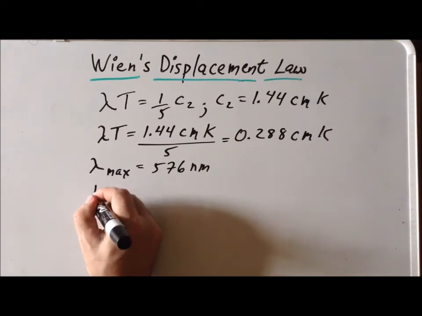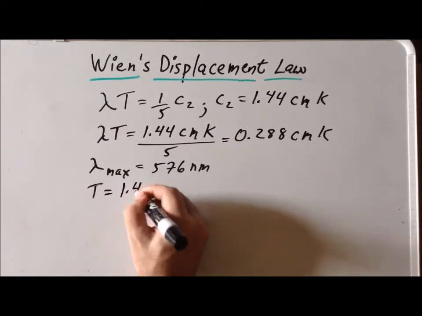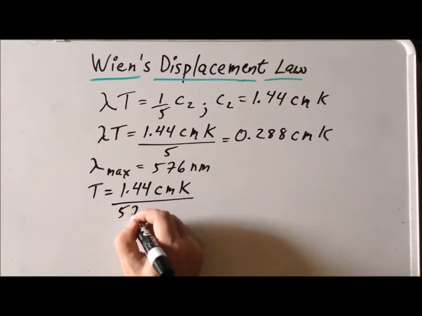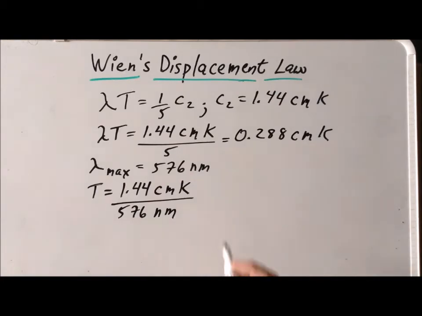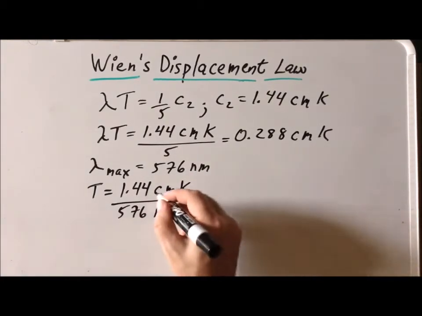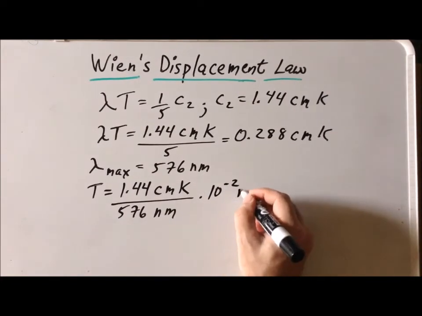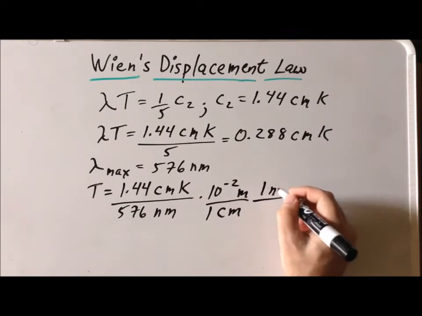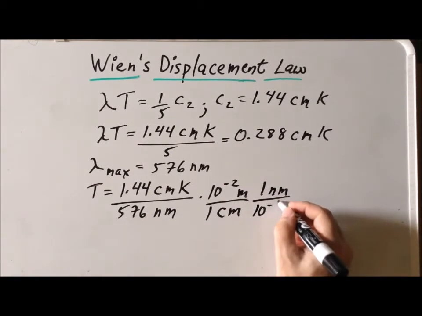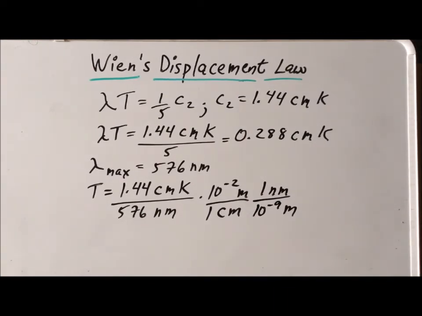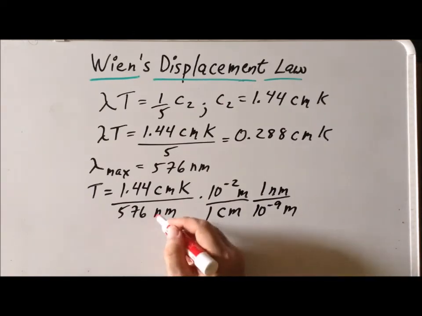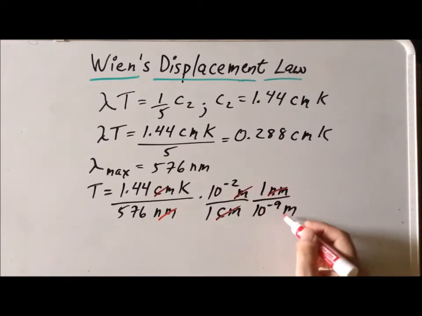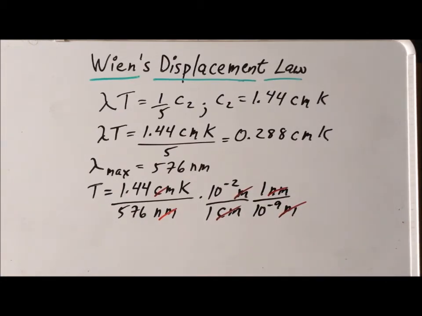So we see that the temperature is going to be equal to 1.44 centimeters Kelvin divided by the wavelength, which is 576 nanometers. We notice that 1 centimeter is 10 to the minus 2 meters, and 1 nanometer has a length of 10 to the minus 9 meters. So if we include the two conversion factors, the units of nanometers will cancel nanometers, centimeters will cancel centimeters, and meters will cancel meters, and we're left with an answer in units of Kelvin, which is exactly what we want.